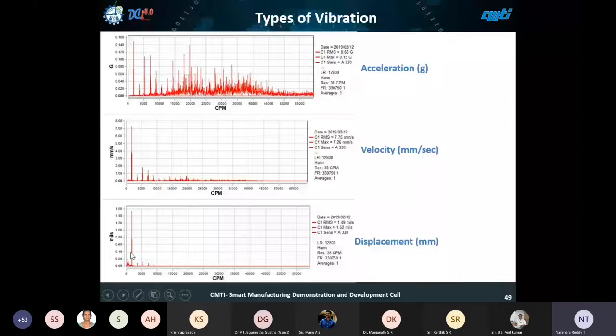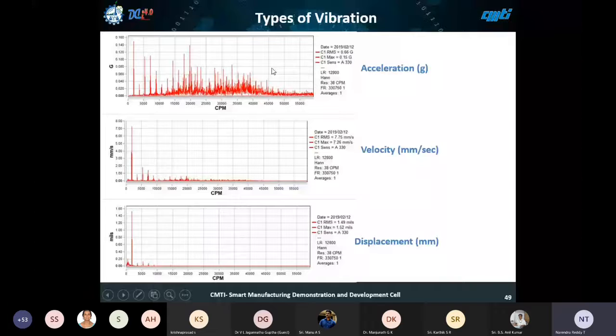Okay, with this we can say that even though the time domain data is the same, when you convert into the frequency domain with different units, you get different signatures. Acceleration is widely used when you want high speed data, I mean high bandwidth information. With that you can find out so many faults of your process.